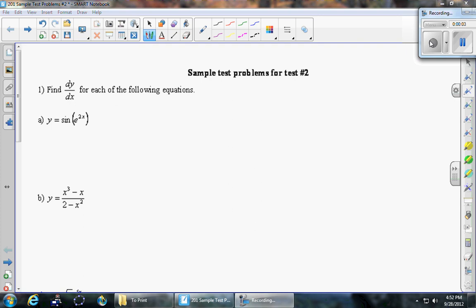This is problem number 1 on the sample test problems for test number 2. Find dy/dx for each of the following equations. A, y equals sine e to the 2x. This is a chain rule. We have sine of stuff.